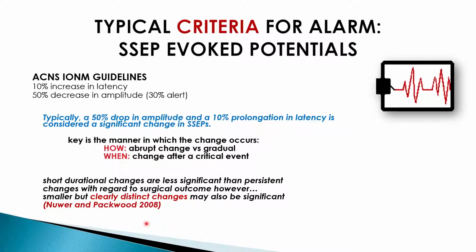So when you start seeing changes, you need to look at not only the numbers. Is it a 10% or a 50% change? You want to look at how the change occurred. Was it gradual over the last 2 hours, or was it just within the last 5 minutes? And when it occurred? What happened at the time that you see the change? All of it needs to be taken into consideration when making your alerts.